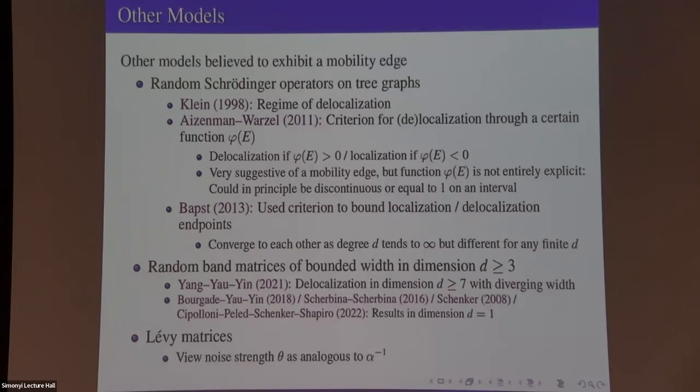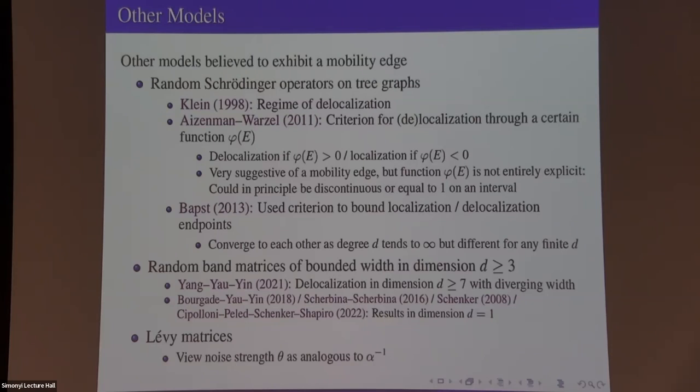Okay, so another example where you should see these mobility edges is in the context of random band matrices. This is a quick comment, so I won't say much on these. If you take a random band matrix whose dimension is at least 3 and the width is bounded, you should also see a mobility edge. This is very much open as well.